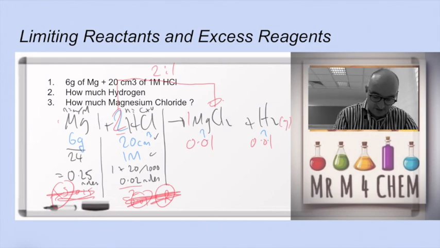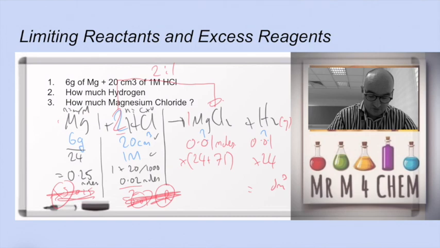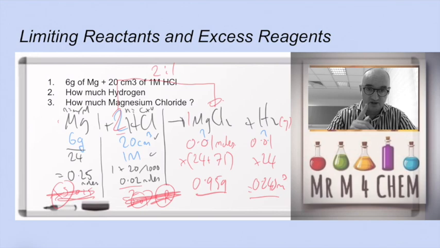Hydrogen is a gas, so I'm going to times that by 24 to get the answer in decimeters cubed. And this one, well, I've got moles, and I know Mr, the molecular mass, because I've got the periodic table. So it's going to be 0.01 times 24 for magnesium plus 71 for 2 of the chlorines, which is 95. So that's 0.95 g. 0.01 times 24 is 0.24 decimeters cubed. We answered the question. The only hard bit was the ratio. Go slowly, you have enough time.